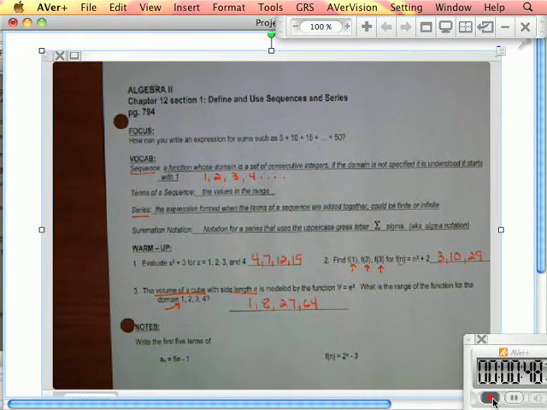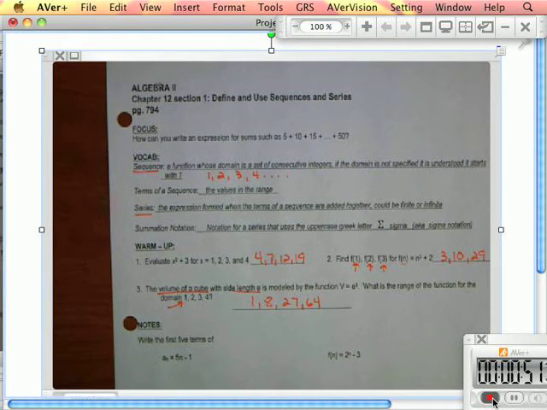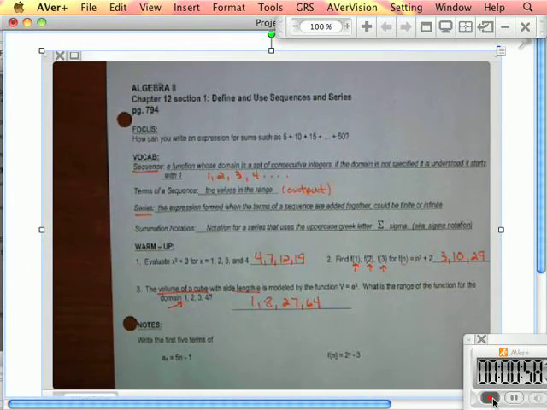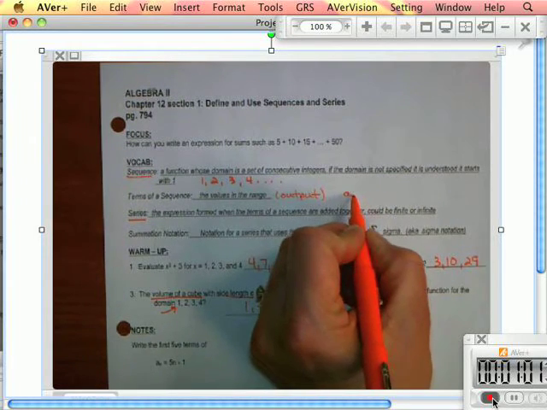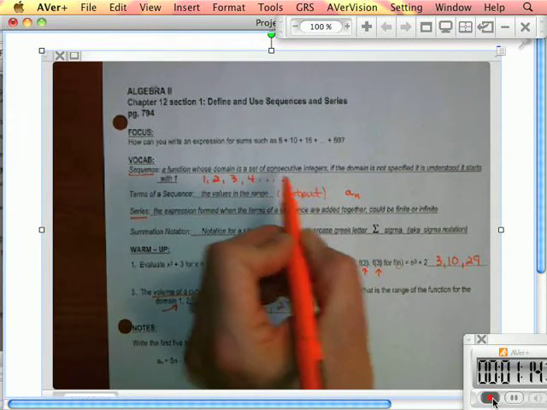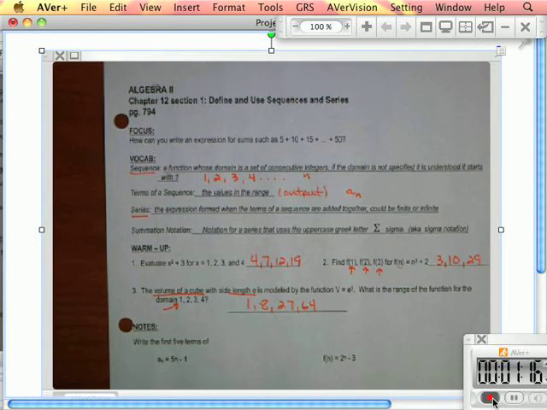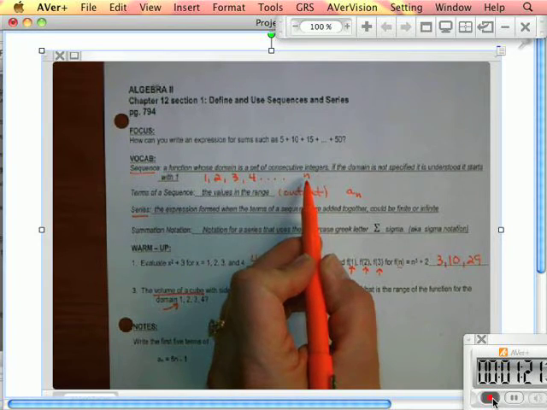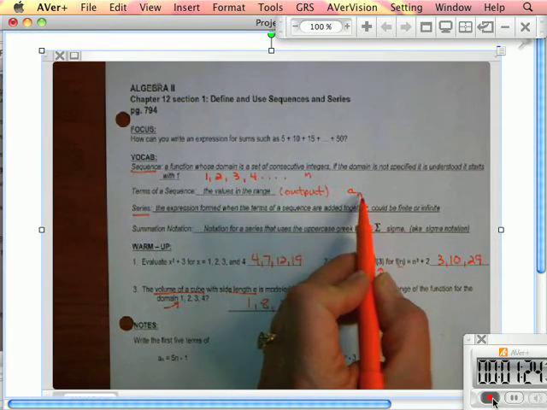The terms of the sequence are the output, the values in the range. Okay? You might want to think of it as the output. They are specified usually as A of n. The input is always going to be just n. So these are going to be your input numbers represented with n most of the time, and your output is going to be A of n, and I'll show you that in a second.